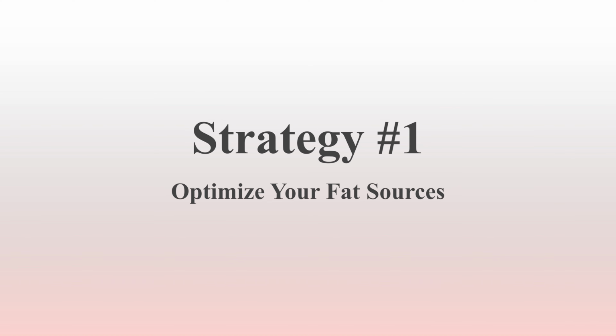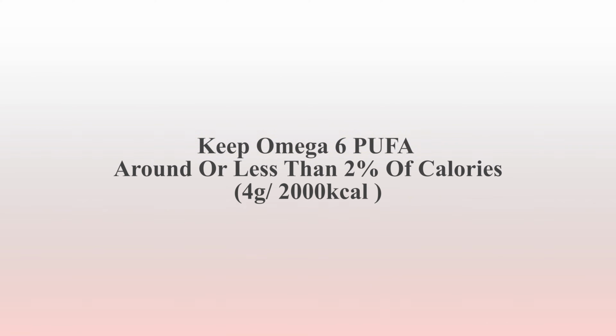So strategy number one to manage the polyunsaturated fatty acids, particularly omega-6 fatty acids in the diet, is to keep the total omega-6 content around 2% of calories or less, which is actually quite difficult to do because it's present in almost all the foods. Essentially, that works out to be about 4 grams of omega-6 polyunsaturated fatty acids per 2,000 calories.